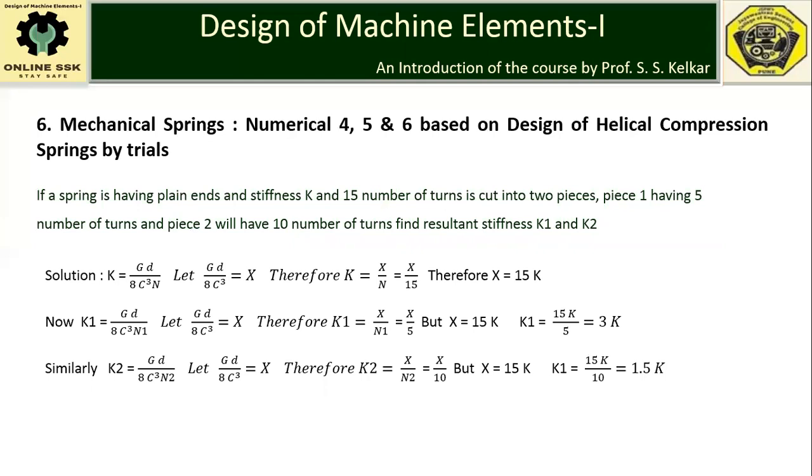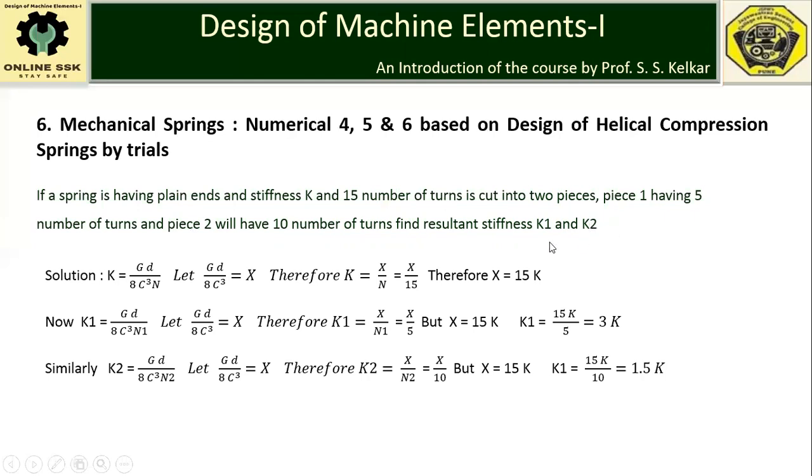Now the sixth numerical. Here a spring is having plain ends. That means all the turns are active turns, Nt is equal to n. It is having stiffness of K, and the spring is having 15 turns. It was cut into two pieces. Piece number 1 is having 5 turns, and obviously piece number 2 will have 10 turns. We need to find the resultant stiffnesses, that is stiffness for piece number 1, K1, and stiffness of piece number 2, K2.